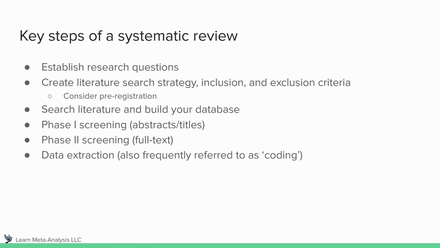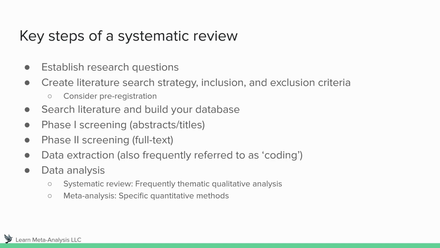And then we get to something quite time-consuming, or what tends to be quite time-consuming, which is data extraction, although you might also hear this referred to as coding. This is when we're taking information out of the primary study and we're starting to build our data set. Last but not least, we have our data analysis, which for many types of systematic reviews tends to be thematic qualitative analysis, whereas for a meta-analysis, there's a number of specific quantitative methods depending upon the type of meta-analysis you're doing, either conventional meta-analysis, 3-level meta-analysis, Bayesian meta-analysis, etc.